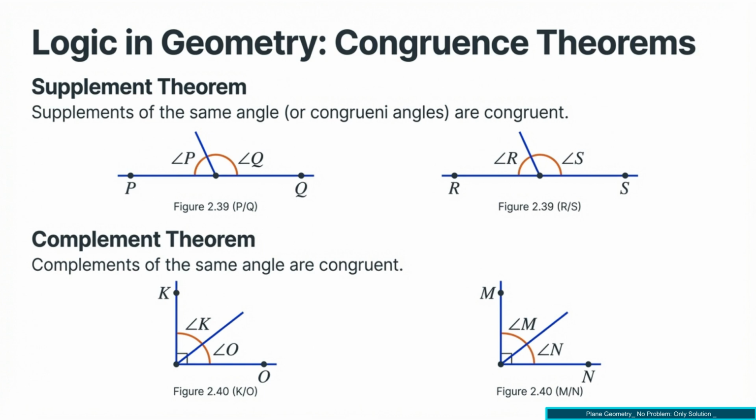Logic in geometry introduces congruence theorems. The supplement theorem says that supplements of the same angle are congruent. Similarly, the complement theorem states that complements of the same angle are congruent.